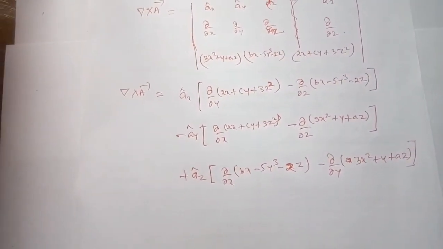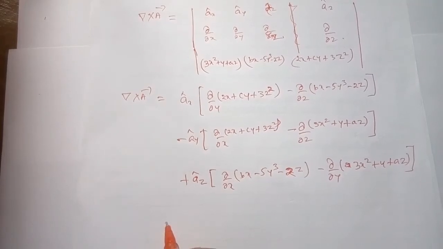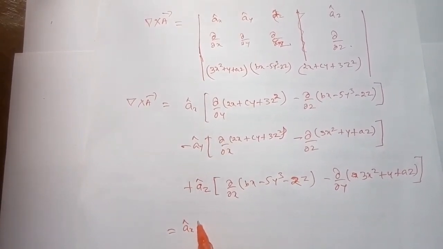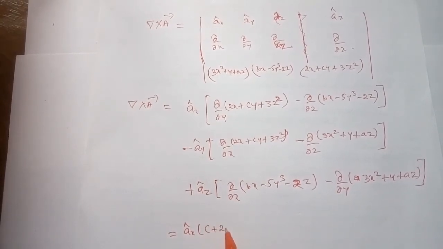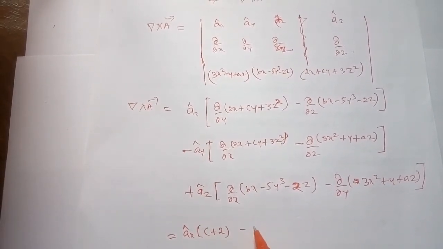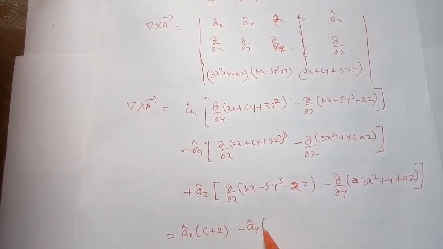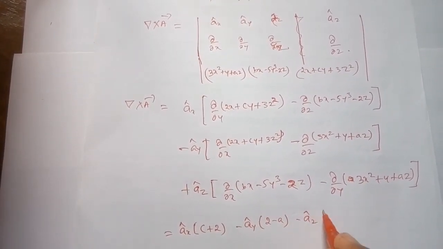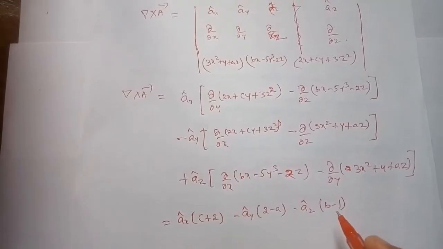On partial differentiation, you will get x̂ times (c + 2), minus ŷ times (2 − a), minus ẑ times (b − 1).